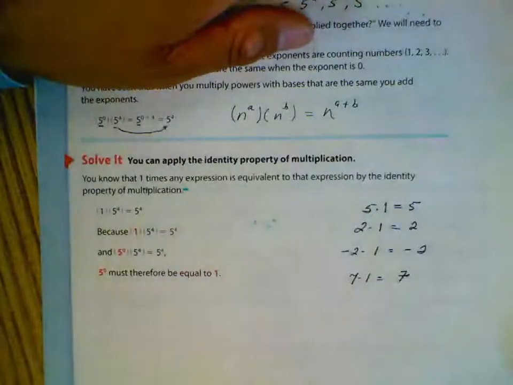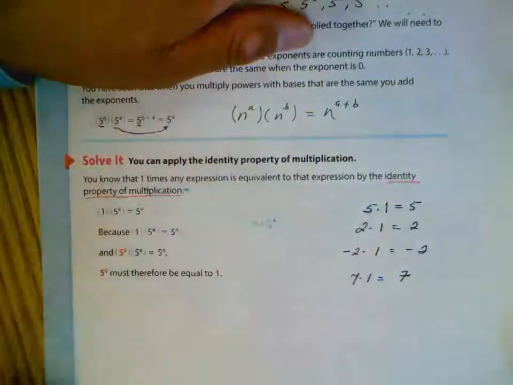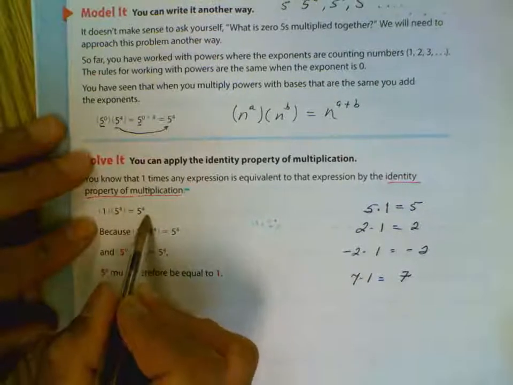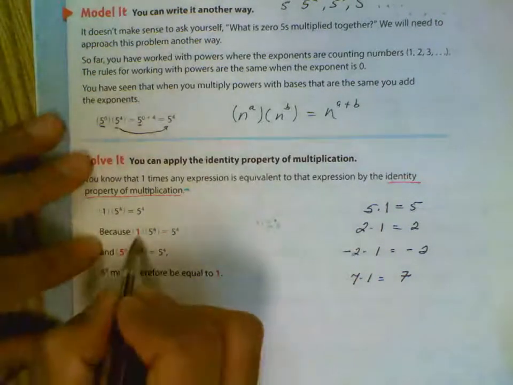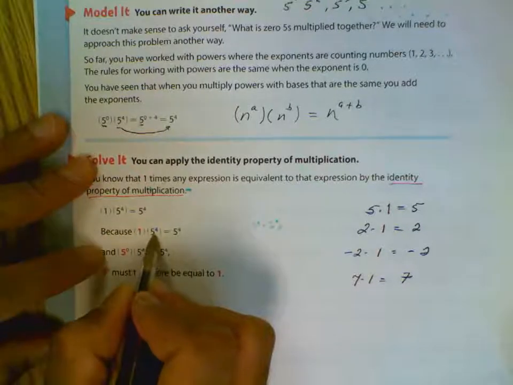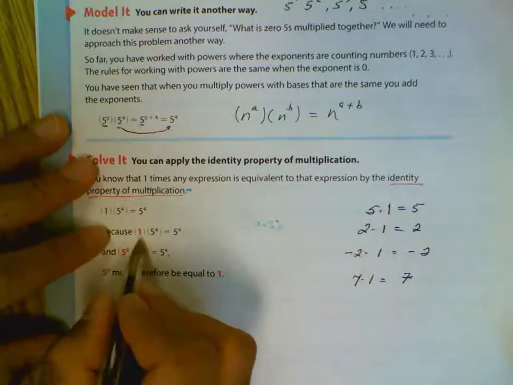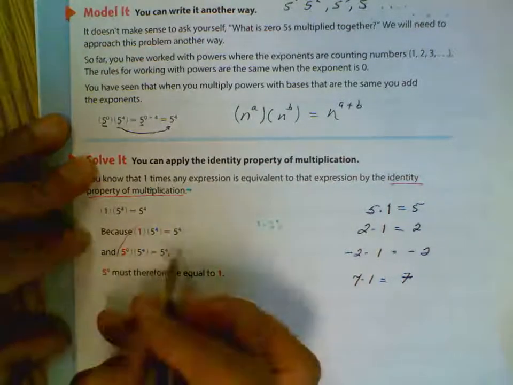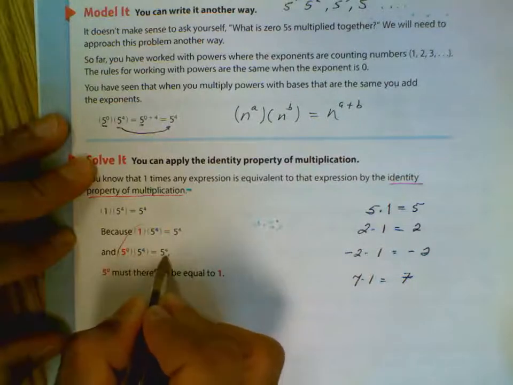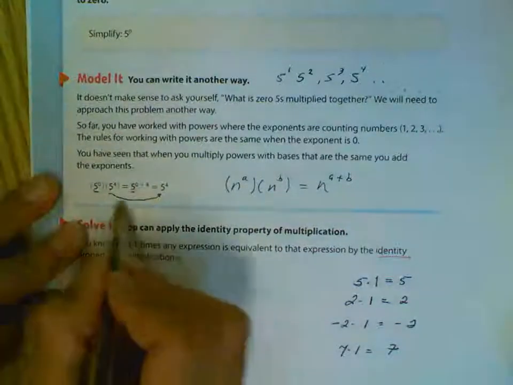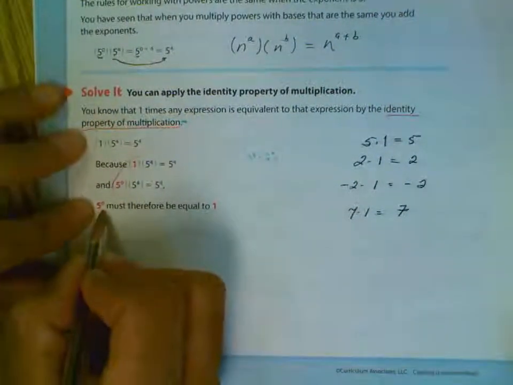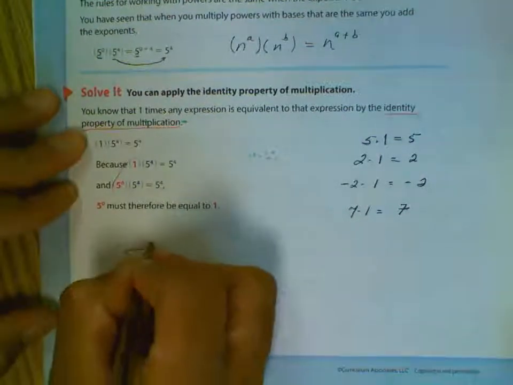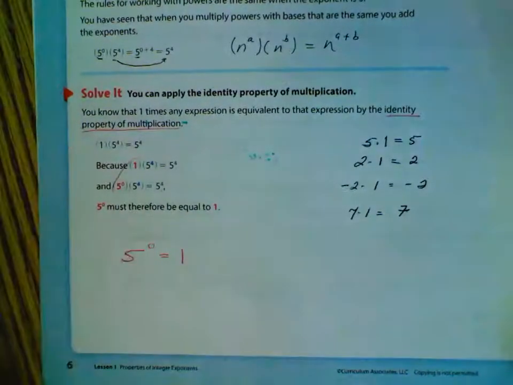So it's called the identity property of multiplication. In this case, 1 times 5 to the 4th power is equal to 5 to the 4th power. Now look at this one. 1 times 5 to the 4th power equals 5 to the 4. And then look at this one: 5 to the 0 times 5 to the 4 equals 5 to the 4. We mentioned it here, okay? So 5 to the 0 must therefore be equal to 1. So 5 to the 0 is equal to 1.